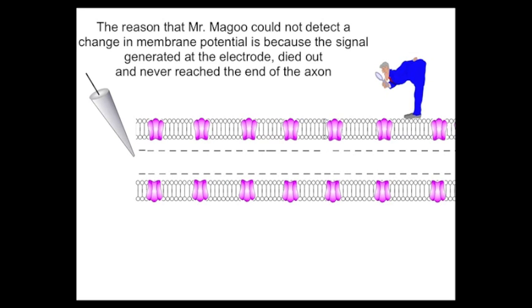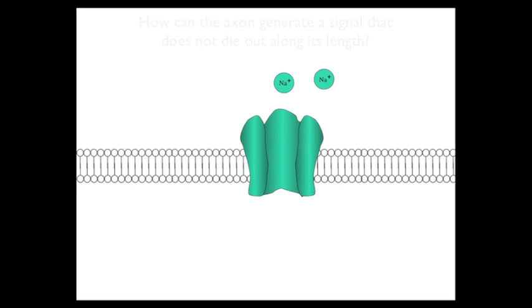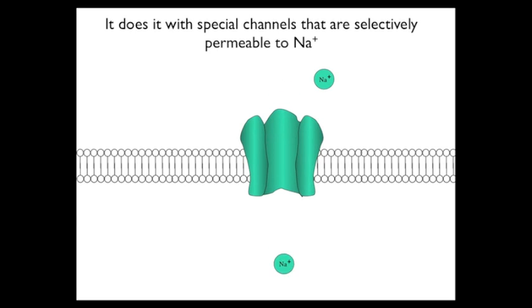And the reason that Mr. Magoo could not detect the change in membrane potential is because the signal generated at the electrode died out and never reached the end of the axon. So how can the axon generate a signal that does not die out along its length? It does it with special channels that are selectively permeable to sodium.